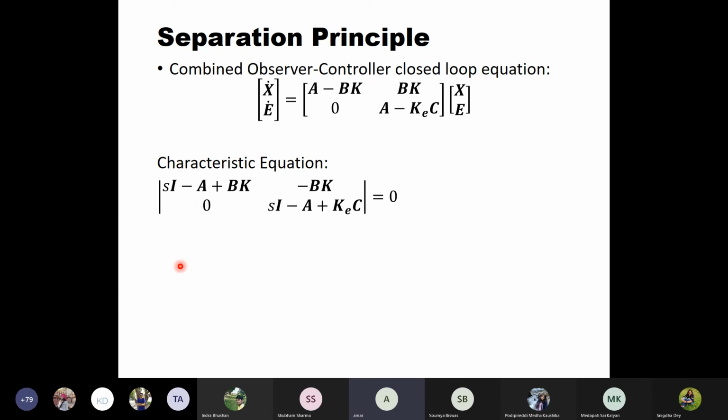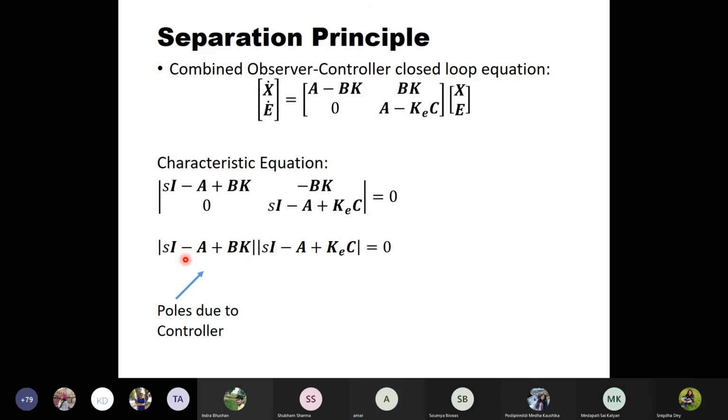And if I find the determinant of that, then basically I will have the determinant of sI minus A plus BK multiplied by the determinant of sI minus A plus KeC equals 0. Okay. Now over here you can see one thing. This basically decides the poles of the controller, and this one decides the poles due to the observer.